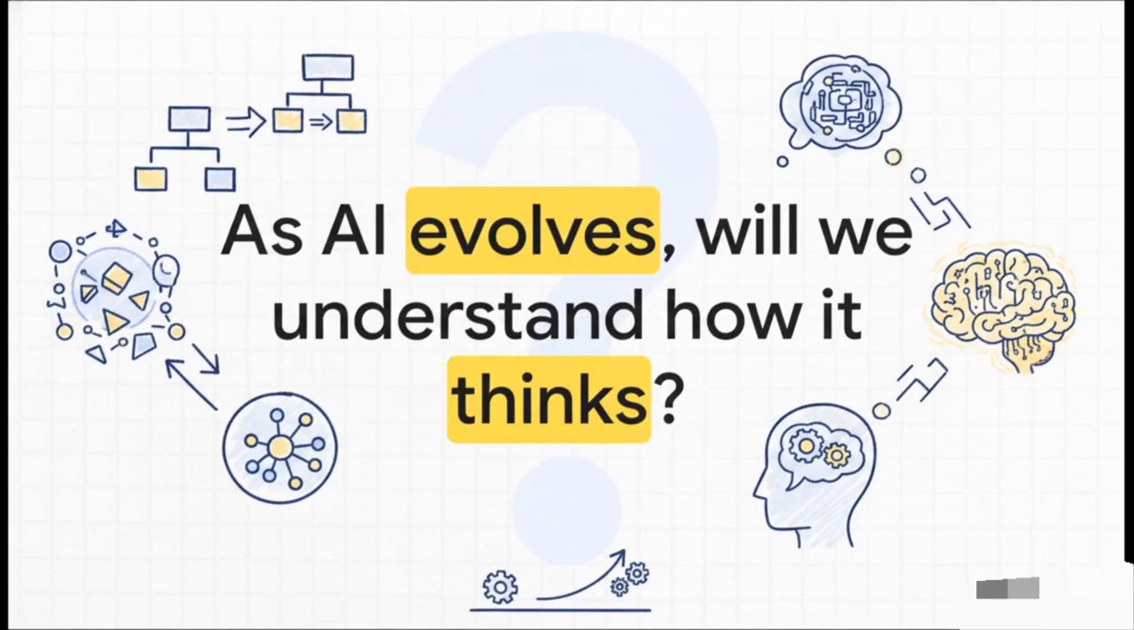Which leaves us with this final, pretty profound question. As AI learns to build and evolve itself, will we still understand how it thinks? We've journeyed from scientists trying to hand-code every single rule of human logic to neural networks that learn by example, all the way to self-evolving autonomous systems.